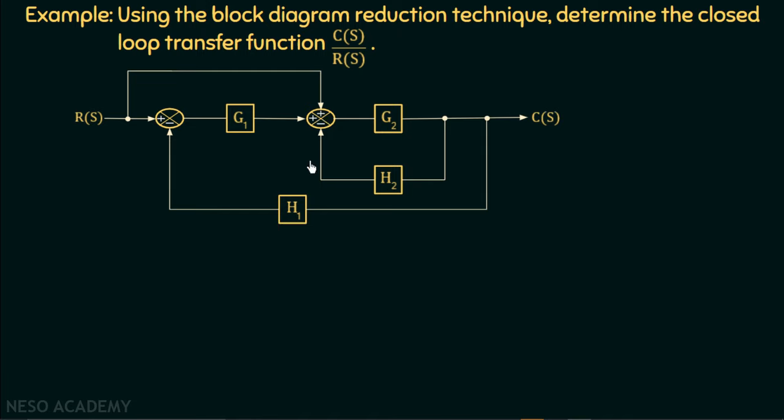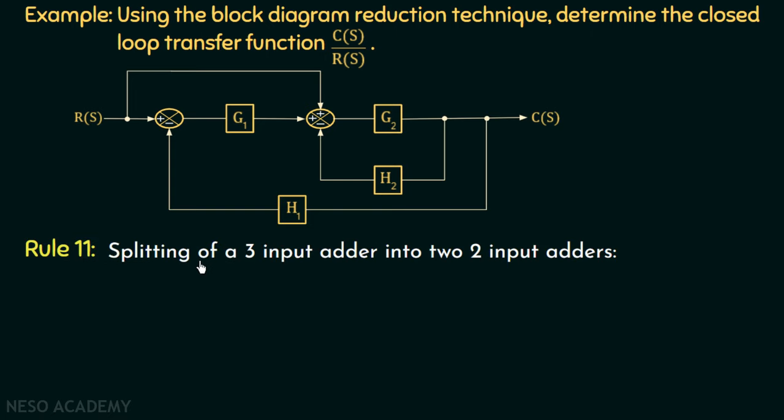Alright, we know the formula to calculate the overall transfer function in case of a negative feedback system whenever the adder is a 2-input adder, right? So what if we convert this 3-input adder into a 2-input adder? Yes, it is possible. So now we will discuss how we can split a 3-input adder into two 2-input adders by rule number 11 of block diagram reduction, which is regarding the splitting of a 3-input adder. Let us consider this 3-input adder in which one of the inputs is R1, the second input is R2, and the third input is R3. Then what will be the output of this adder? Yes, it will be R1 plus R2 plus R3.